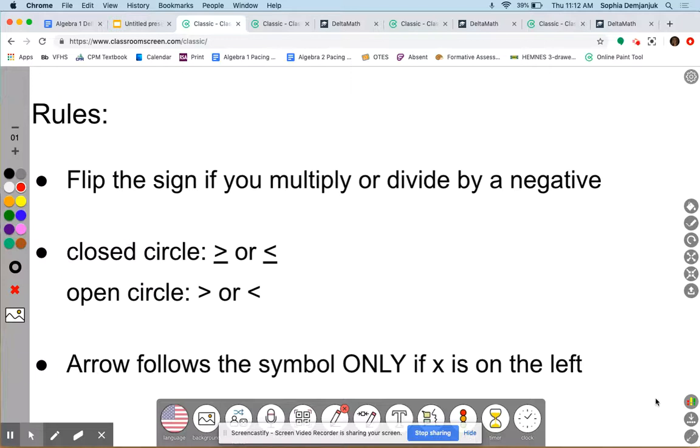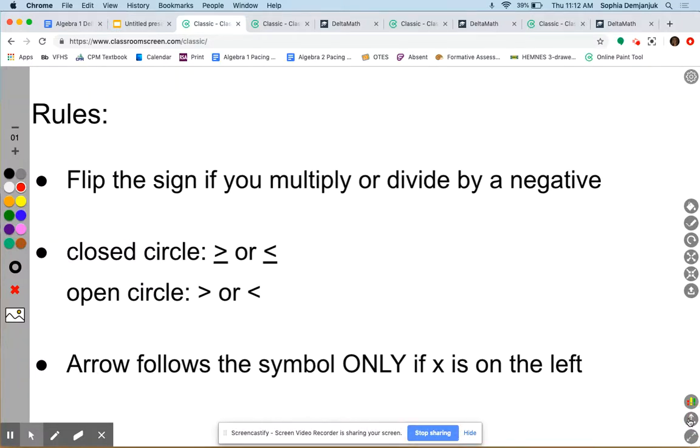Okay, for this lesson, we're going to be solving inequalities and then also putting it on a number line. So there's some rules that we have to keep in mind when we're solving inequalities. The first rule is that if we ever multiply or divide by a negative number, we always have to flip the inequality sign. So a less than or a greater than symbol would be flipped to a less than, or vice versa. You would just have to flip it the other way.